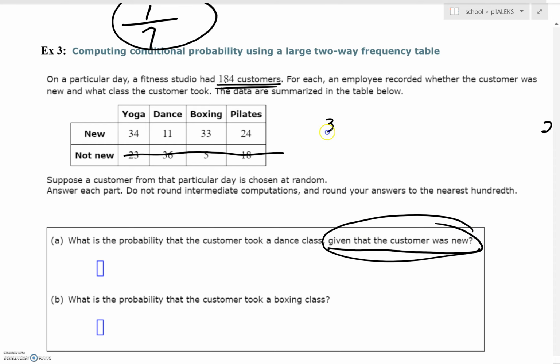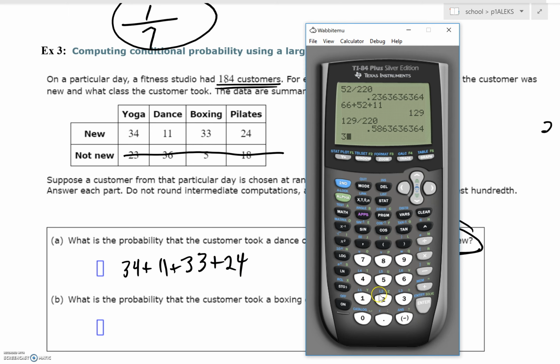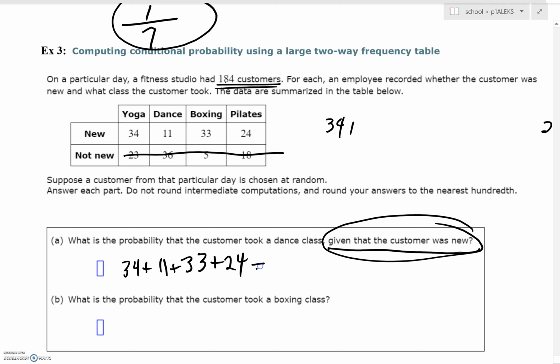You look right here, you've got 34, well, we can do this, 34 plus 11 plus 33 plus 24. We're going to have to add these up, so just have to be patient and get this typed out. But you're going to see that altogether we have 102 new customers. 102 new customers. How many of them took a dance class?